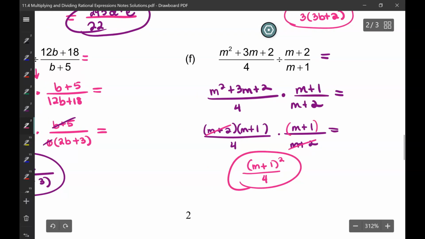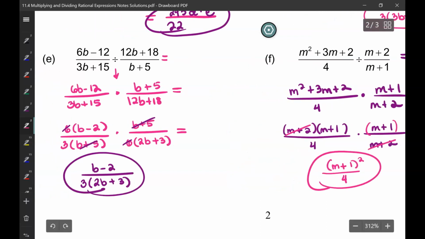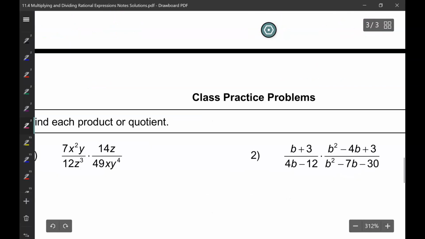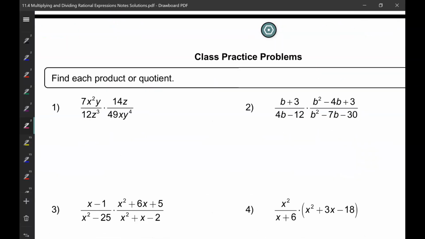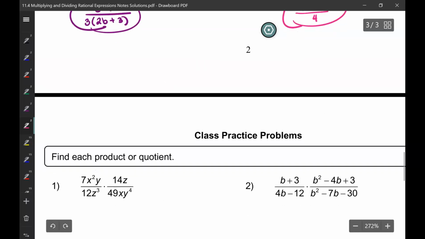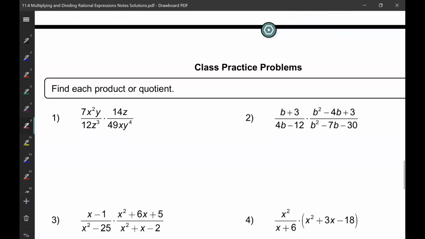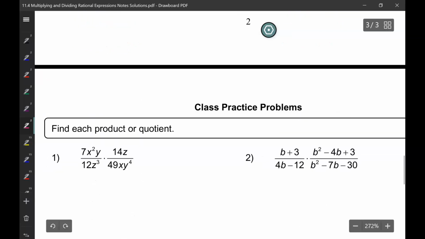Now, if you feel like you're comfortable and you can move on and start working on the homework, I am fine if you want to do that. Otherwise, I will work ahead, and there are these class practice problems. For some of the lessons, if I think some students might want some extra practice, I'll walk you through class practice problems. Otherwise, you can finish the notes here on page 2 and start the homework.